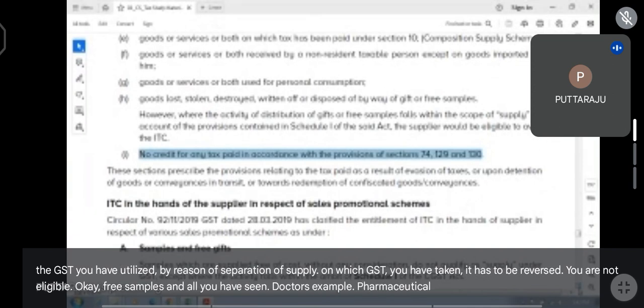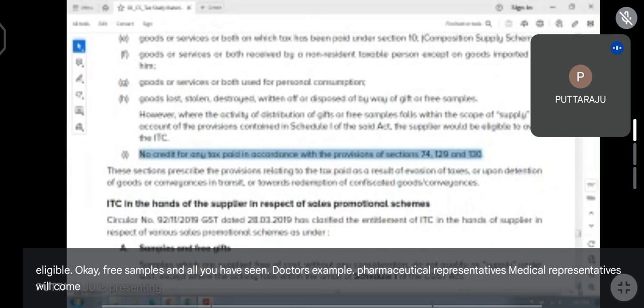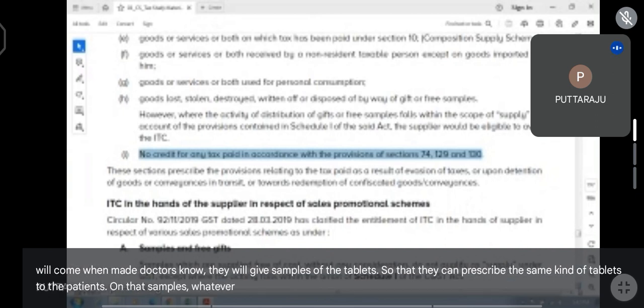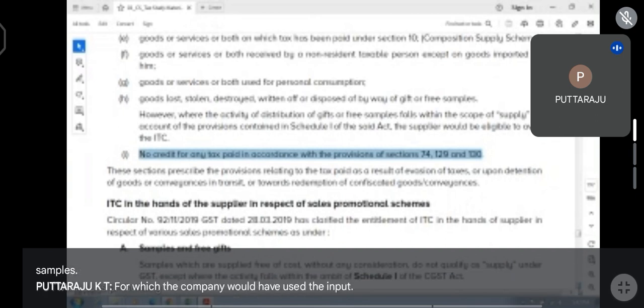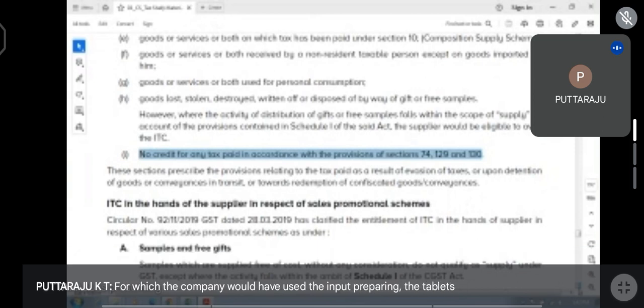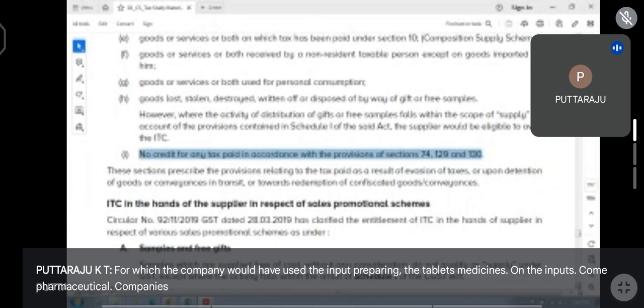pharmaceutical representatives, medical representatives will come and make doctors know. They will give samples of the tablets so that they can prescribe the same kind of tablets to the patients. On those samples given by the medical company to the doctors via representatives, for which the company would have used inputs preparing the tablets, medicines, on those inputs, pharmaceutical companies are not eligible to take credit.